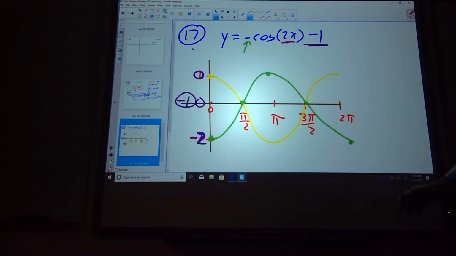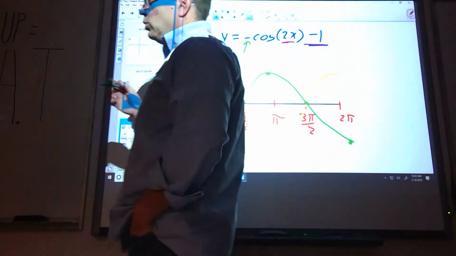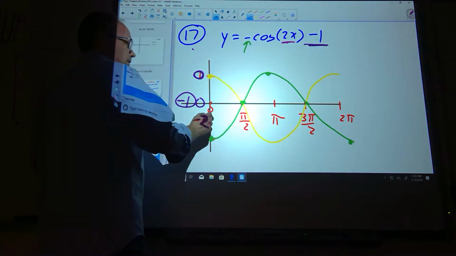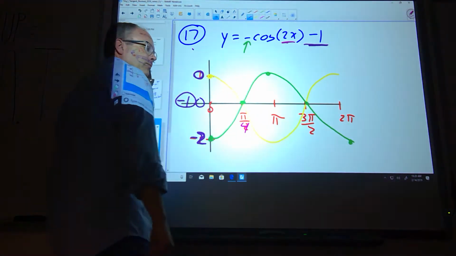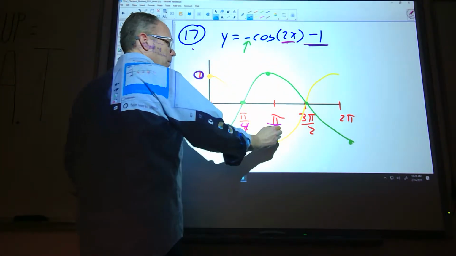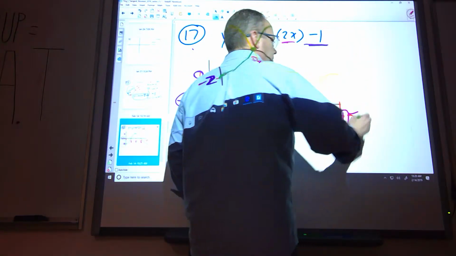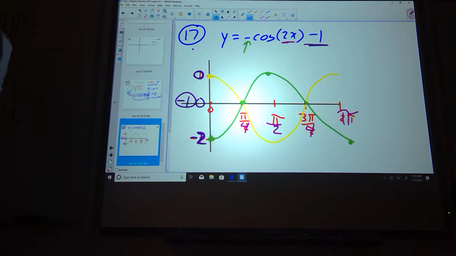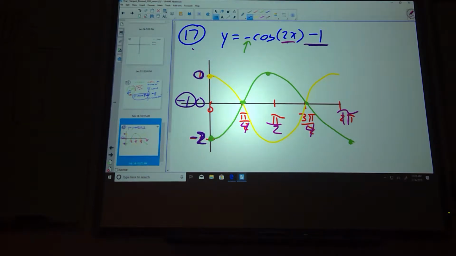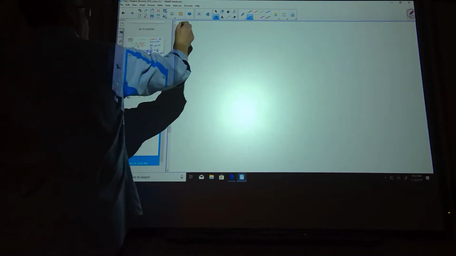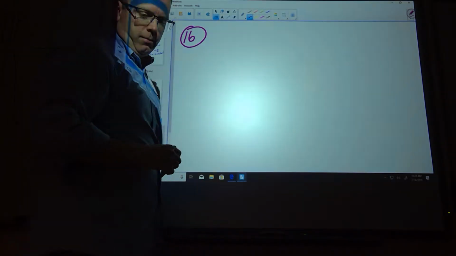So our iterations are going to take place. If it's going to happen twice as often, that's still 0. That's going to be pi over 4, pi over 2, 3 pi over 4, and just pi. So the green one's our answer, and we have it labeled correctly now. Yay. Anything else? Yep. 16? All right, number 16.